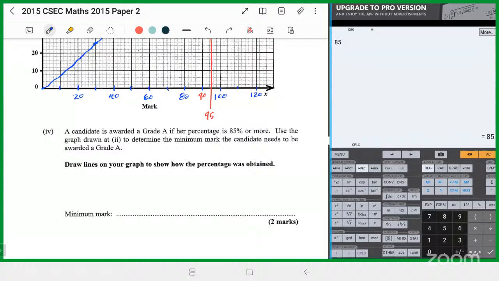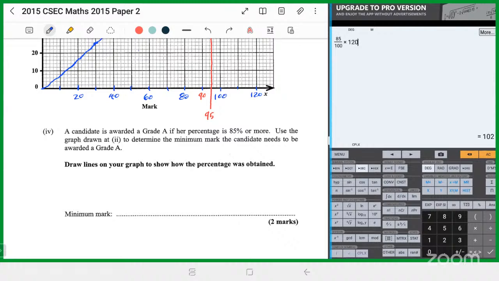Where's the percentage symbol now? 85%. Hold on. Let's put 85 over 100. 85 over 100, 85% times 120. I need to put 85 times 120. So we need 102 marks.